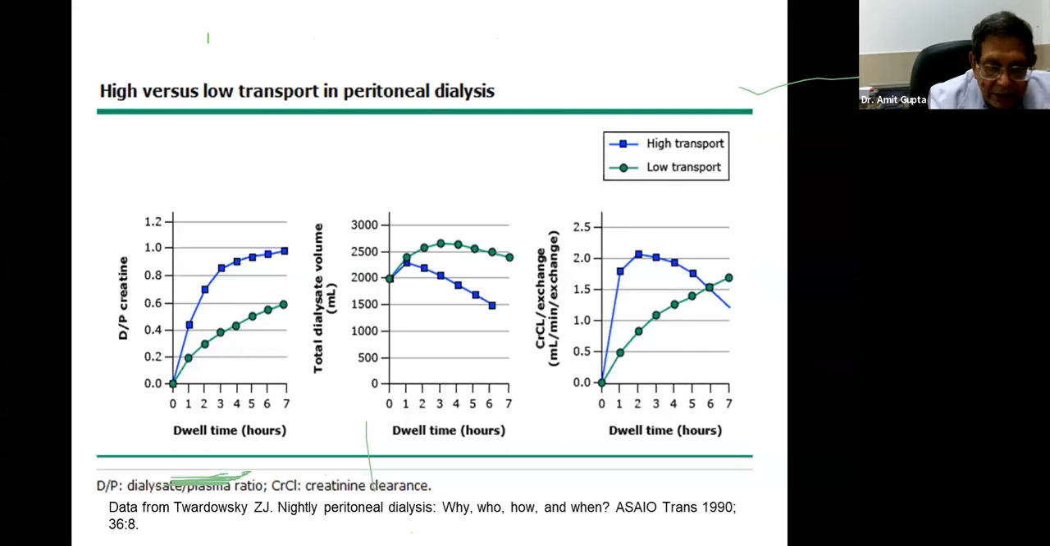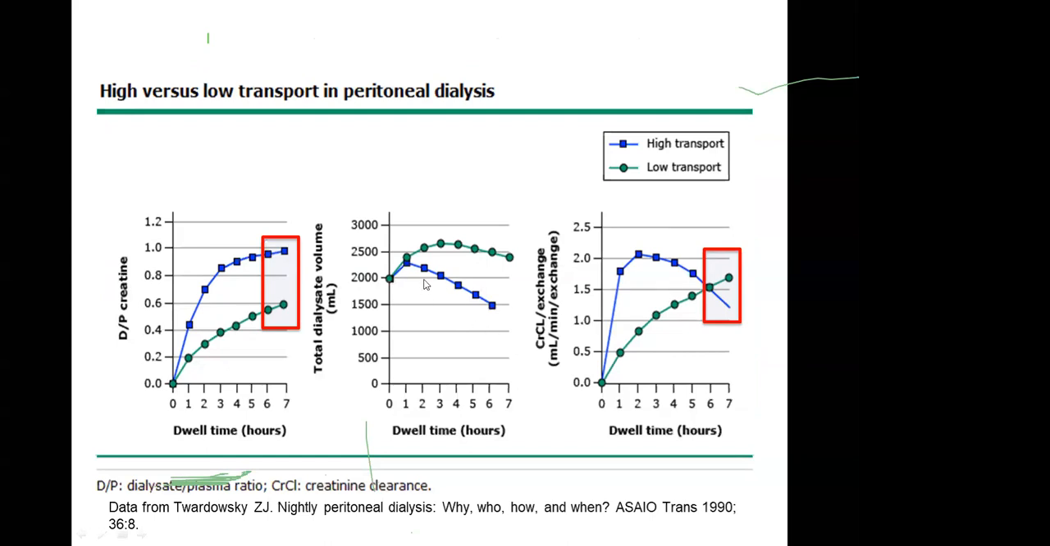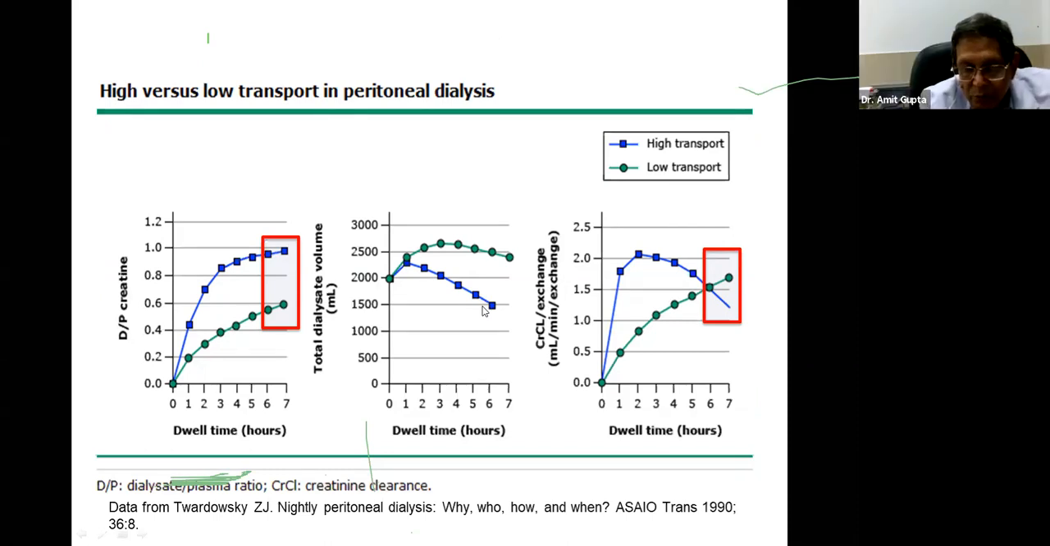So if you look at this chart, it shows the D by P creatinine in patients who are high transporters is much better. So the removal of solutes, small solutes particularly, is much better as compared to those with low transporters. And if you look at the dialysate volume over time, as time passes, those with high transporters, as I mentioned earlier, have poor ultrafiltration. So their ultrafiltration volume would come down as you keep the fluid in the abdomen for longer periods of time. This is not the case with those who have low transporters. Low transporters, they ultrafilter well.